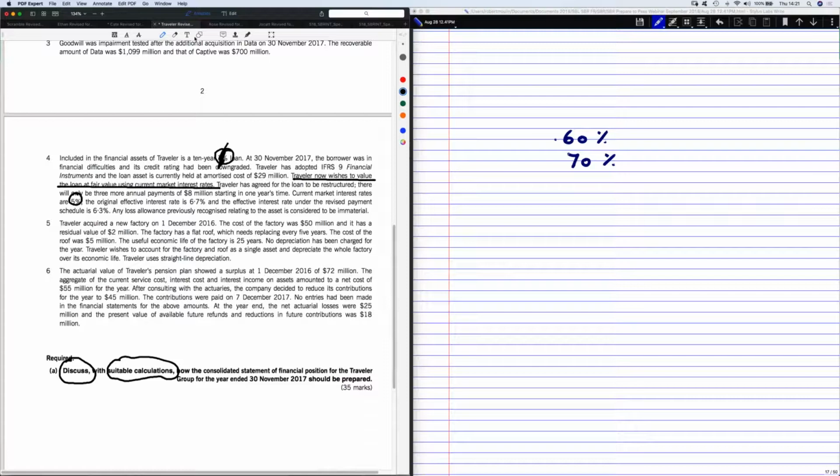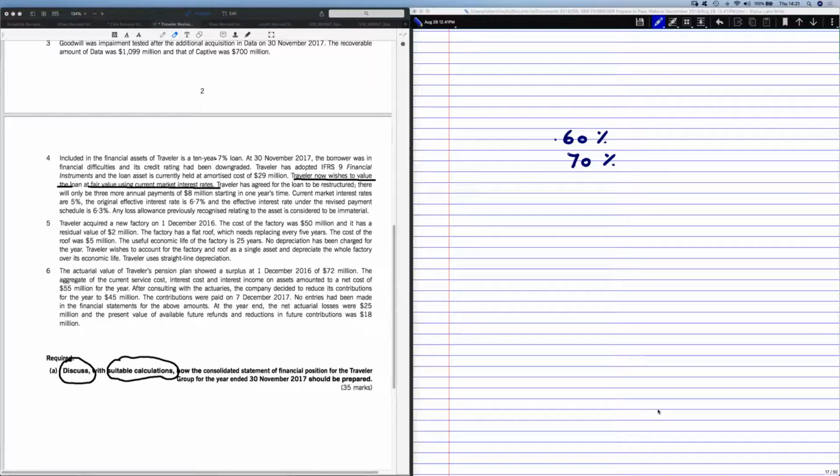Now, let me take this away and let us go back to this. Remember that the business model has to change in order for you to reclassify the asset. Now, as we see here, there is no reclassification possible, because there has been no change in the business model. Therefore, it must remain at amortized cost.